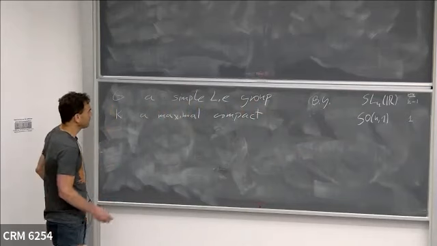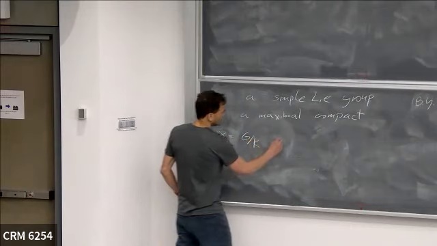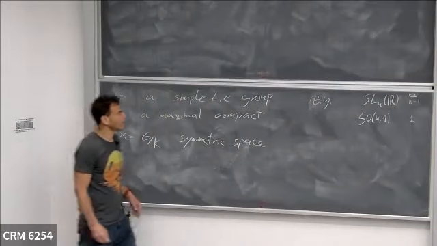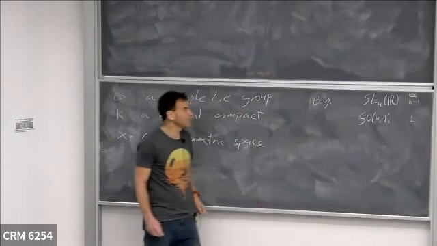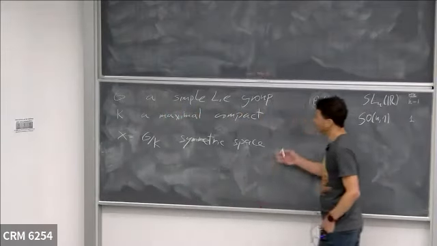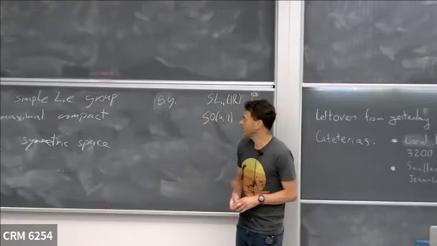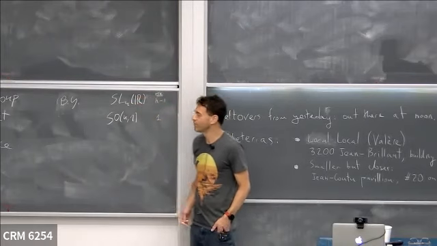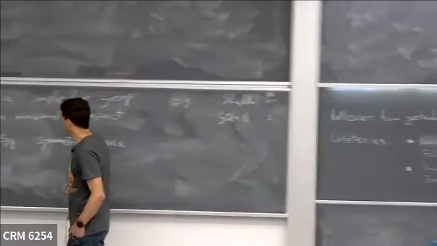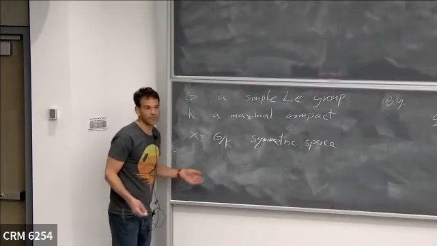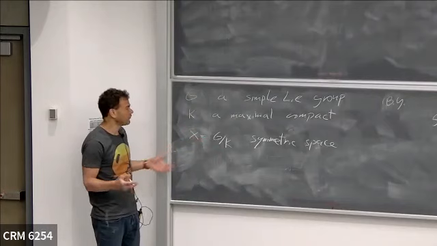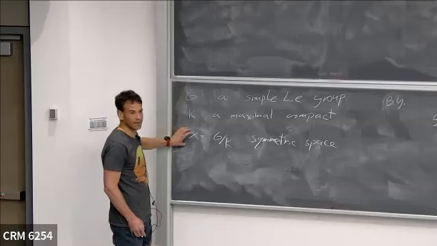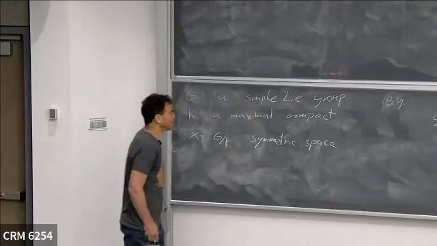K is compact, and then X will be G mod K, the symmetric space. The symmetric space of this one is the hyperbolic space of dimension N. So this is a very nice, simply connected, contractible Riemannian manifold of non-positive curvature. In this case, even negative curvature, and in that case, non-positive sectional curvature. G acts on this space by isometries, and actually G is almost the isometry group of that space. So to investigate this creature is the same as investigating this creature, a Riemannian symmetric space of non-compact type.